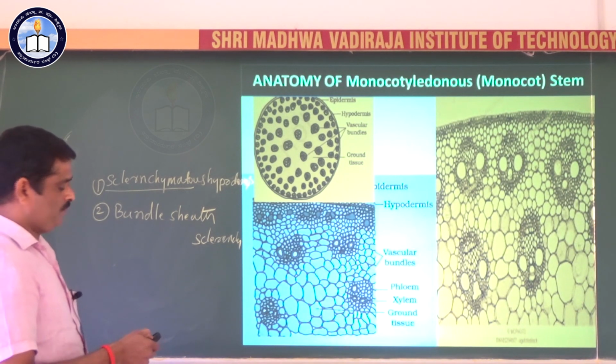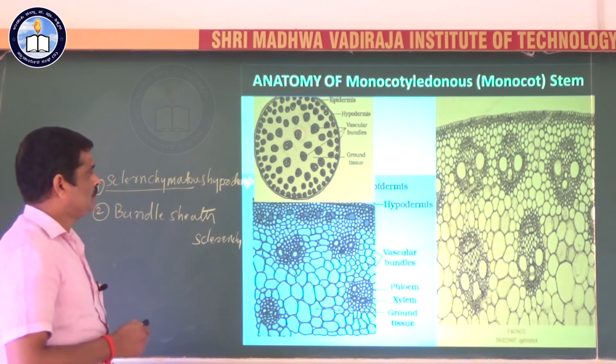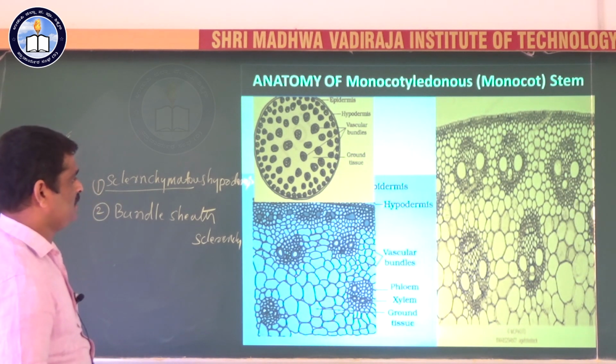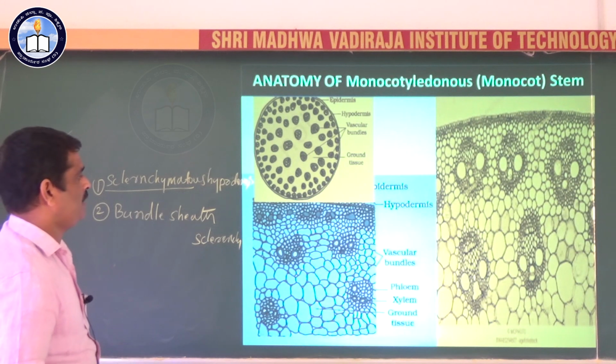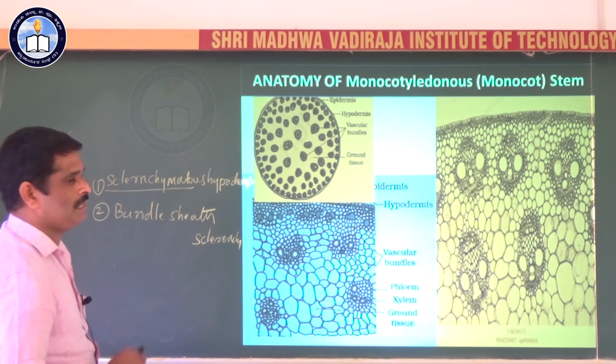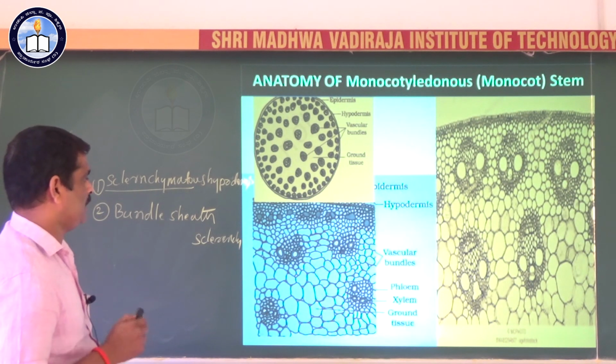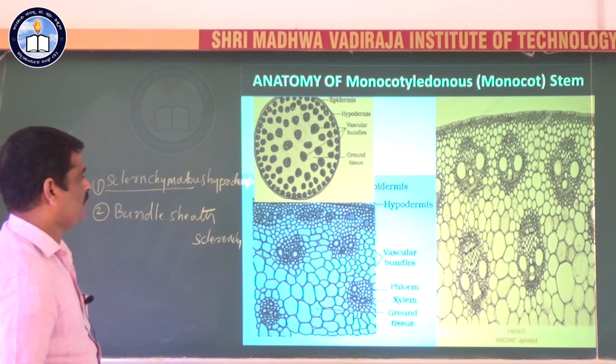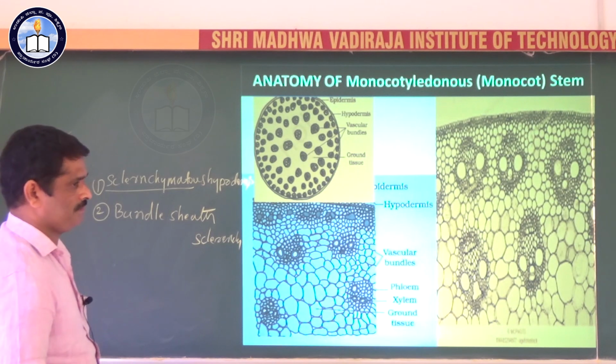The anatomy of the monocot stem shows the outermost epidermis. That epidermis is externally covered by a thin layer of cuticle. Below the epidermis, the hypodermis is present. This hypodermis is formed of sclerenchyma. The peripheral vascular bundles are smaller in size, and the central vascular bundles are larger in size.